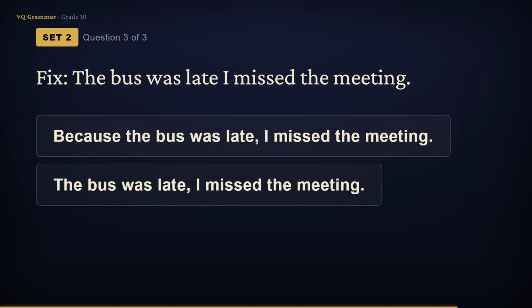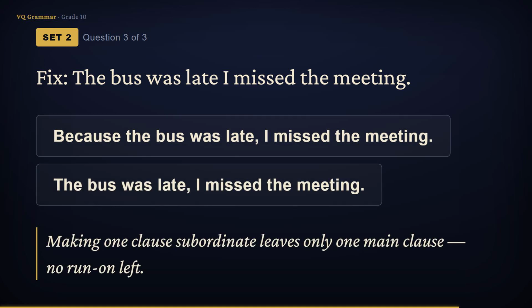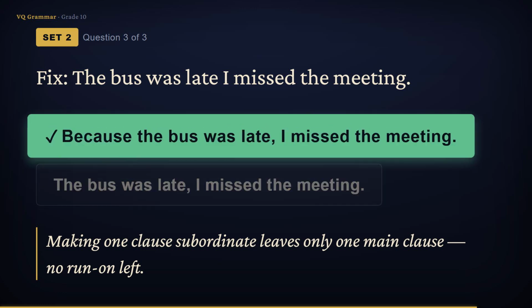The bus was late, I missed the meeting. The second choice is a comma splice, two main clauses, one weak comma. The first choice does something clever. It puts the word because in front of the first clause, turning it into a subordinate clause. Now only one main clause is left standing, so there is no run-on at all. The first choice is our fix.